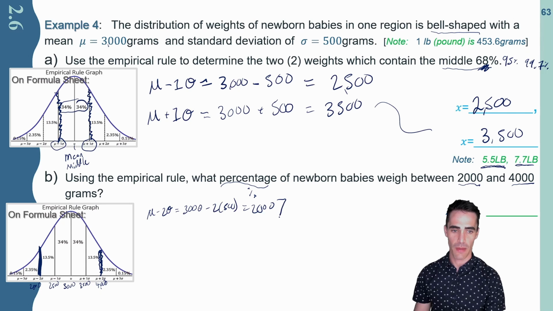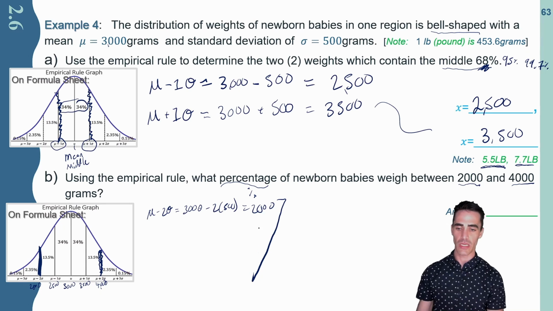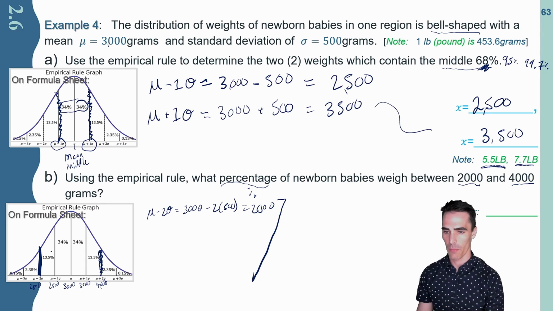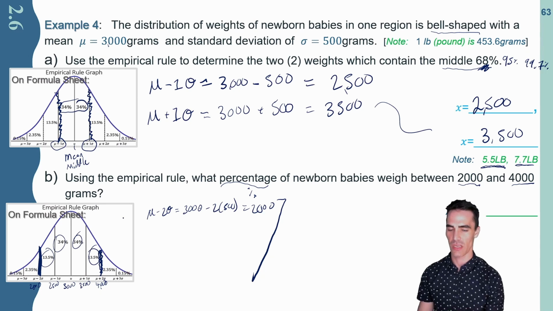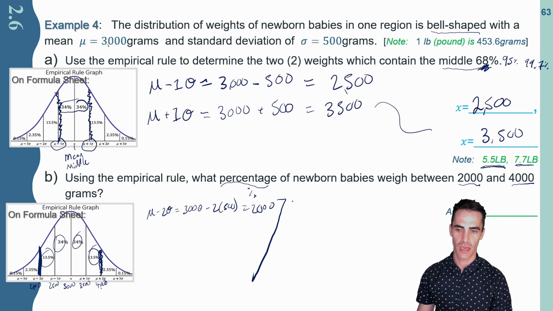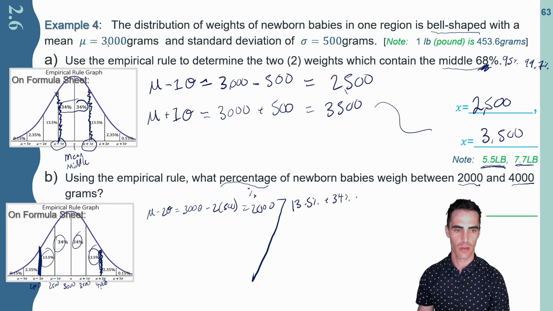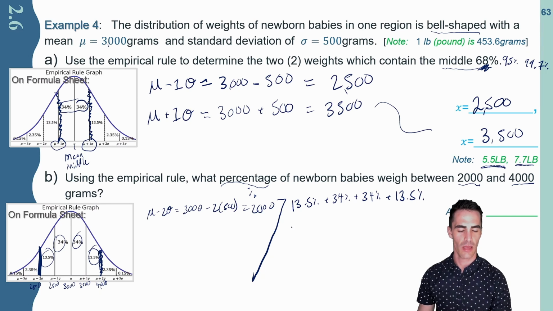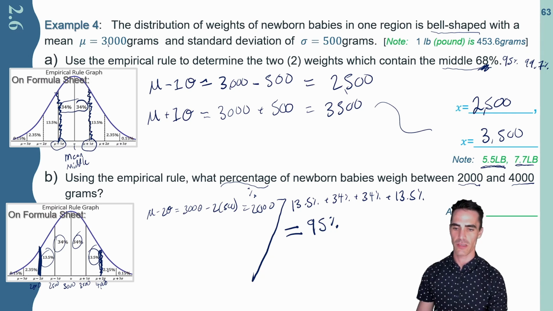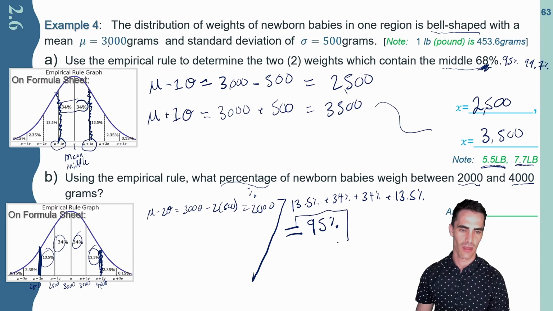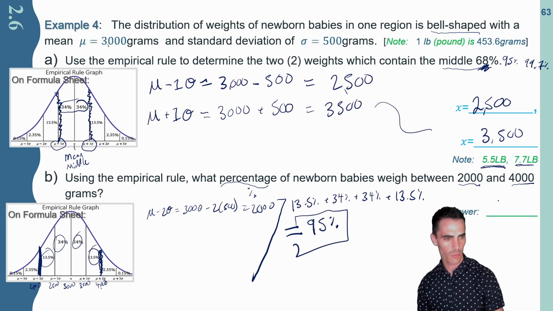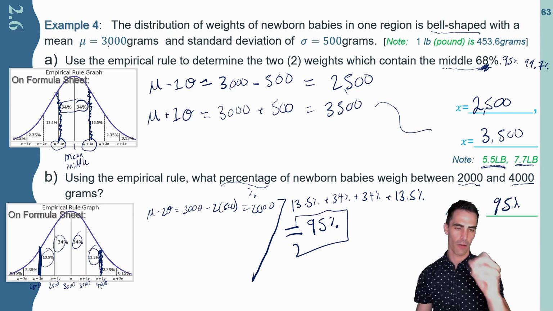So if I actually want to add this up, I can figure out what values are between 2,000 and 4,000 by simply adding up these percentages. This is what percentages are contained within this interval. It looks like 13.5% plus 34% plus 34% plus 13.5%. If you add that up, or you can simply know that the mean plus or minus 2 standard deviations is going to contain 95% of your data. Let me move out of the way. There we go. And we have it there.